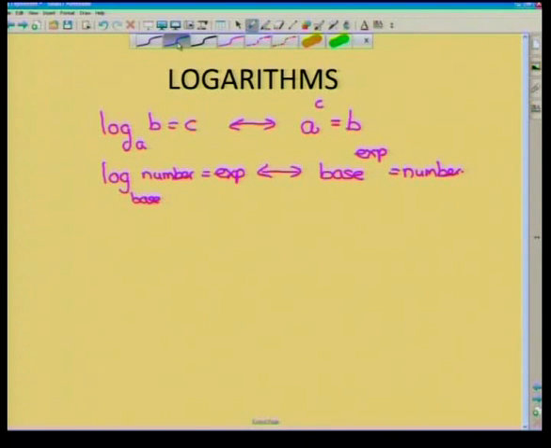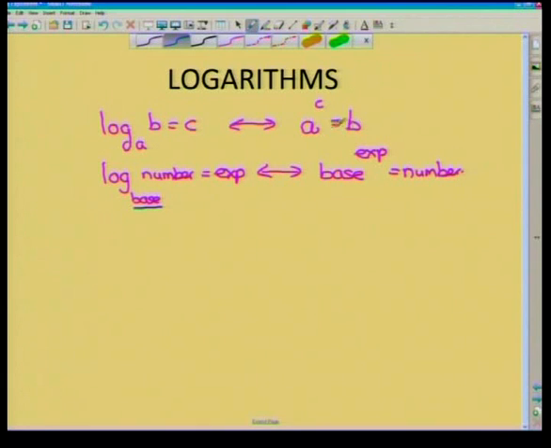Right, now we need to stop for a few seconds and just talk about restrictions on these various things, because this becomes very important when we start working with our logs. If I look over here, this base, remembering that it's actually going to be this a value, we say it is always greater than 0 and it's never equal to 1. Now, why would we put that restriction on it?